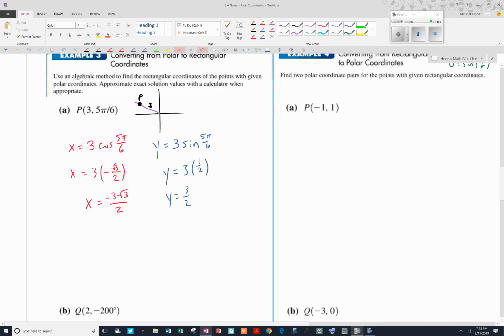So the rectangular coordinates of this thing are negative 3 square root of 3 over 2, comma, 3 halves. And we're going to leave these as exact fractions since we didn't need to use our calculator to find that.